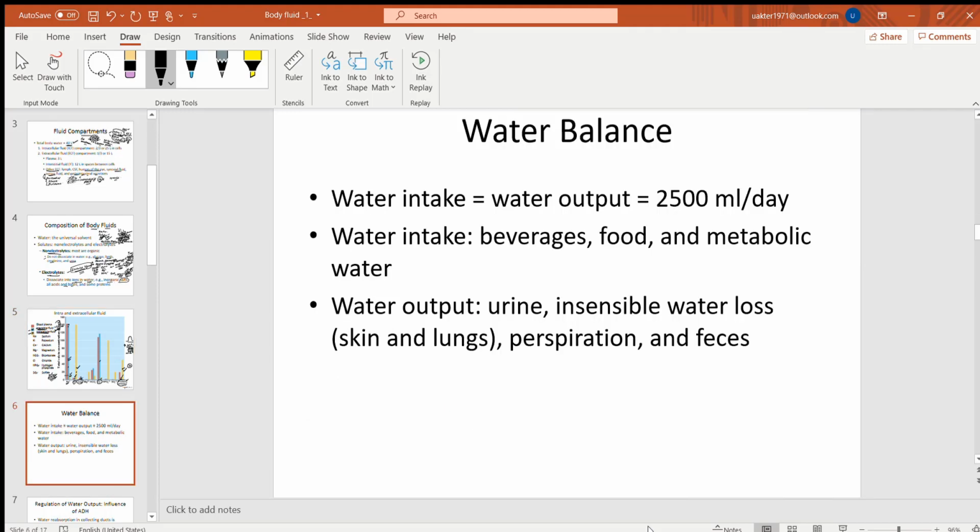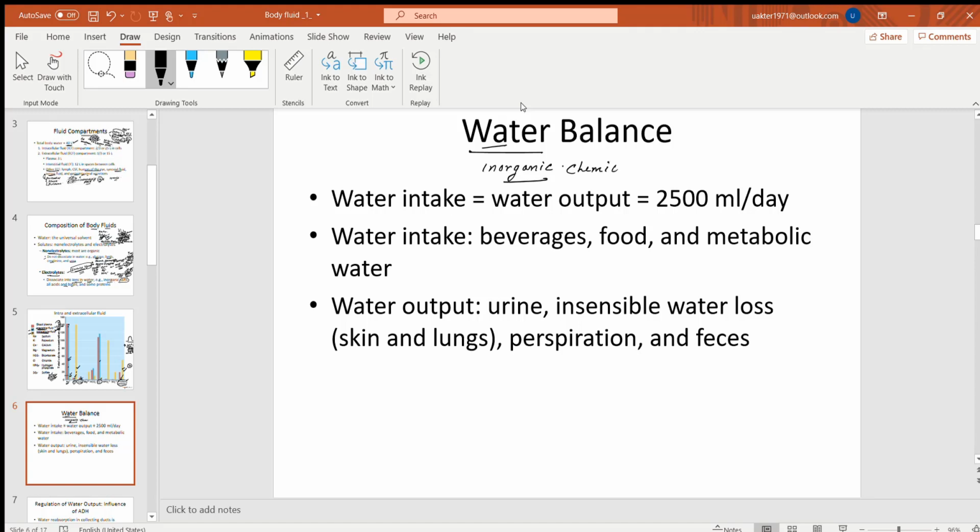Now the most abundant chemical in the body is the water, right? Your body is mainly composed of water, and water is an inorganic chemical.